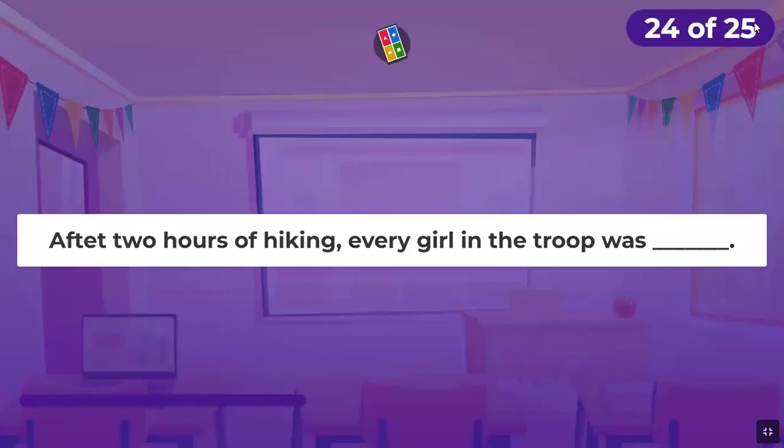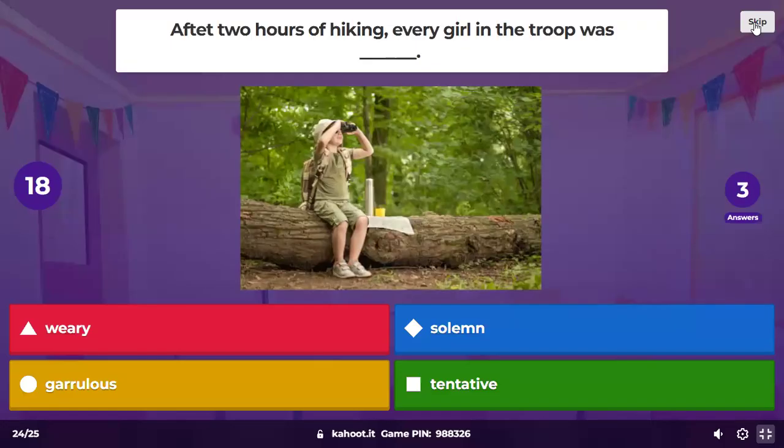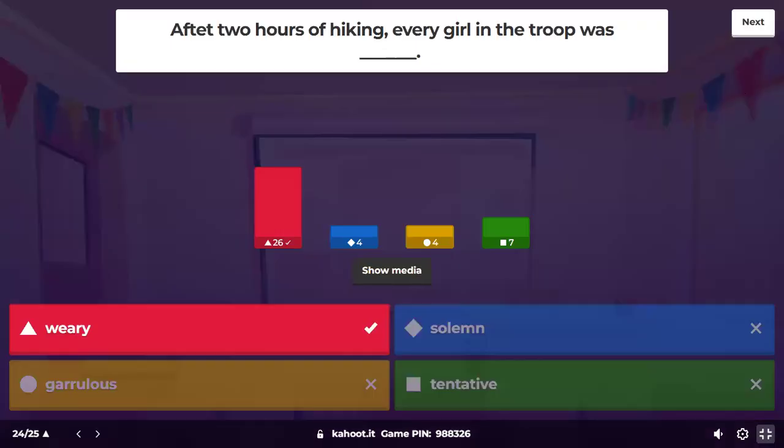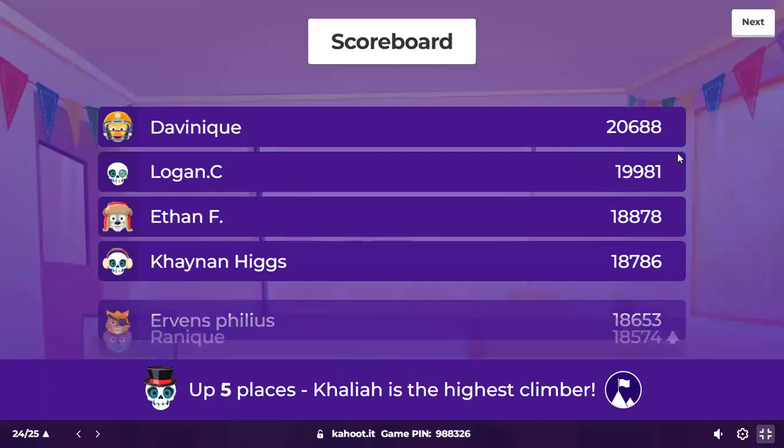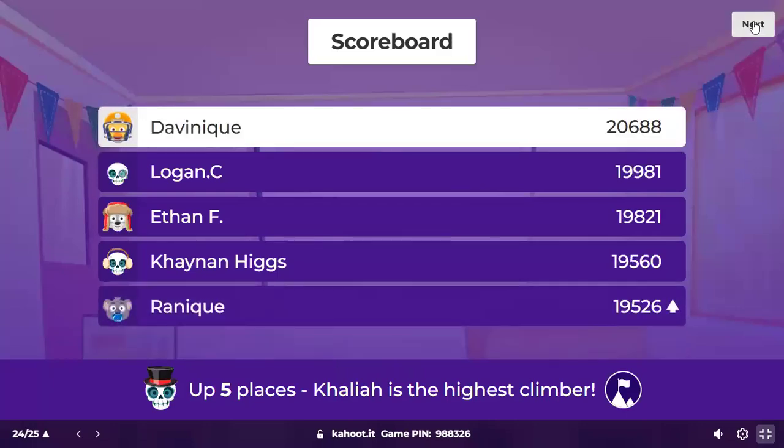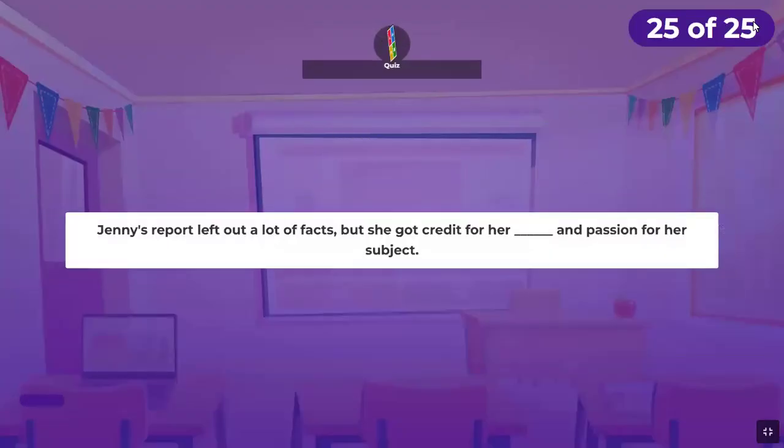All right. After 2 hours of hiking, every girl in the troop was blank. After 2 hours of hiking, every girl in the troop was blank. After 2 hours of hiking, very good, wary. Wow. All right. I think this is the last question.